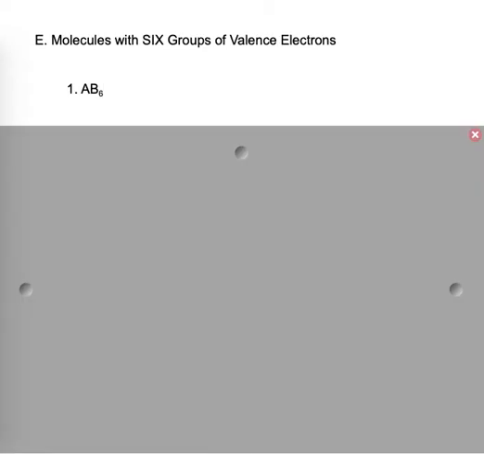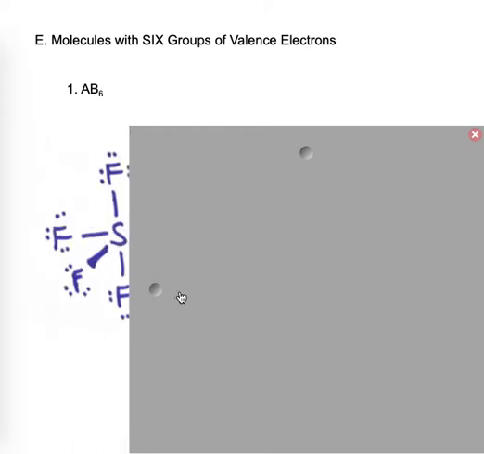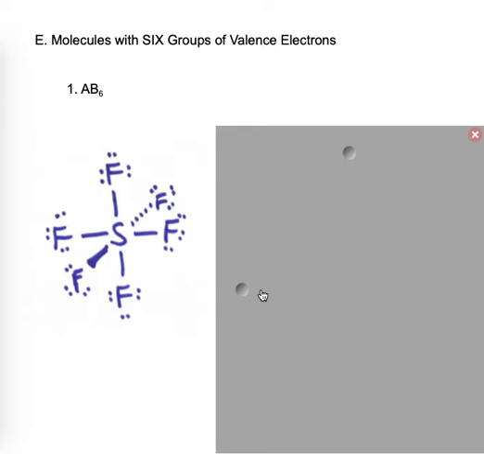Now let's look at molecules with 6 groups of valence electrons. How do you get 6 bonded atoms as far apart from each other as possible around the central atom? Well, as we see in sulfur hexafluoride, there really is only one way to do it, and that is to have bond angles all of exactly 90 degrees. Imagine, if you will, that the sulfur is in the center of a cube, and each of the bonded atoms is in the center of one of these 6 faces of the cube.